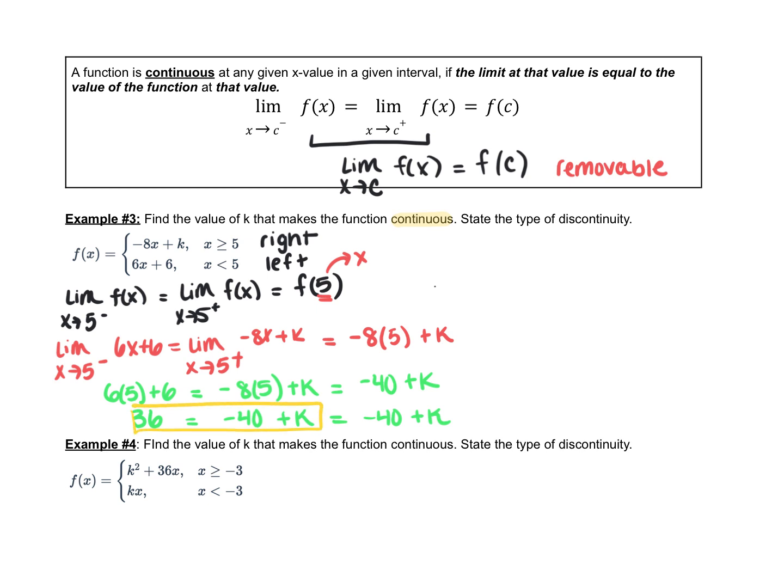So we're going to do that over here. So we'll say 36 equals negative 40 plus k. And then we'll add 40 to both sides. And over here, k must equal 76.